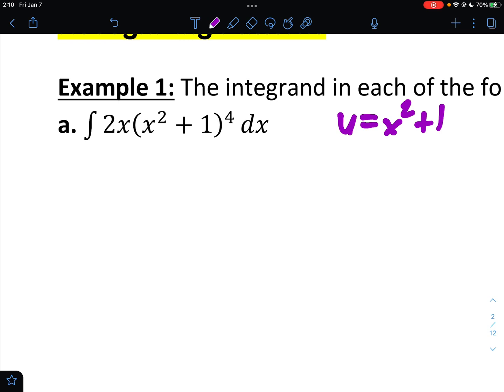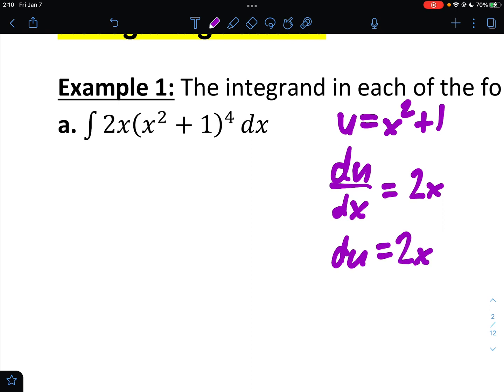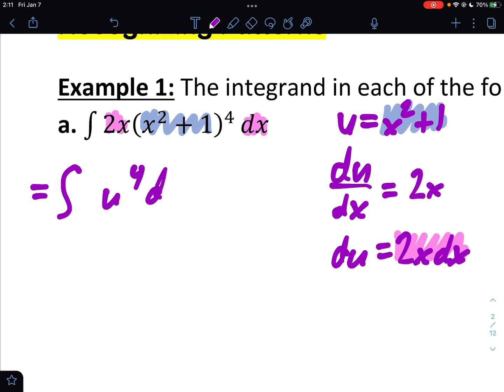If we take the derivative of this equation, we get du dx equals 2x plus 0. And if we multiply both sides by dx, we get du equals 2x dx. Hey, look at that. 2x dx is right there. So I can replace 2x dx with du, and I can replace x squared plus 1 with u, and my new integral becomes the integral of u to the 4th du. A much easier antiderivative to take than the first original equation.